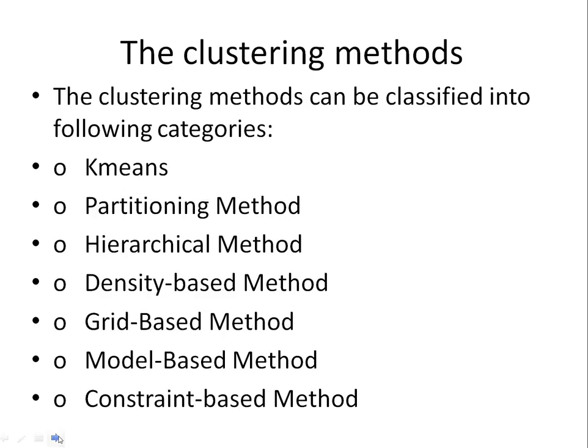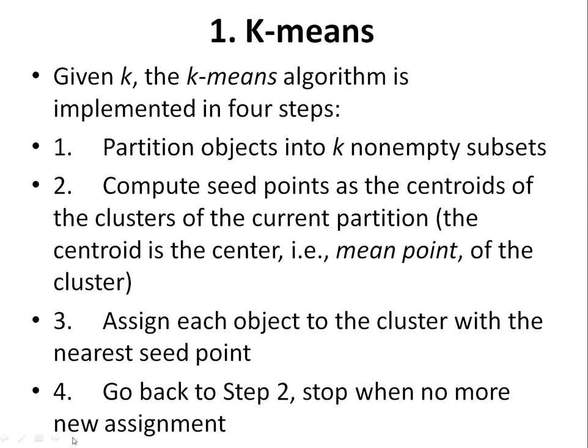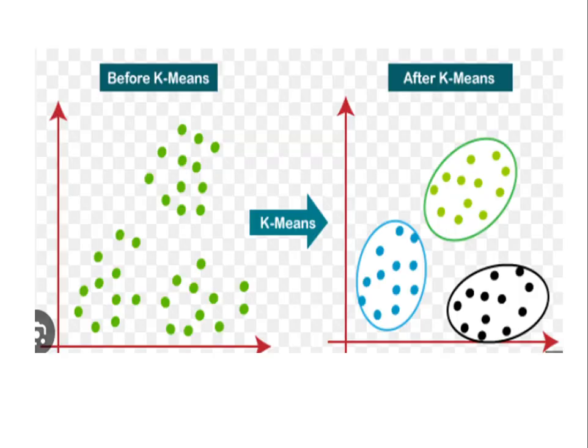The clustering methods we have are k-means and partitioning methods, hierarchical method, density method, grid-based, and model-based constraint. In k-means, the algorithm partitions objects into k non-empty sets, computes the seed points as the centroids of the clusters of the current partition, and assigns each object to the cluster with the nearest seed point. Then go back to step 2 and stop when there are no more new assignments. The diagram shows the data with coloring variable and size variant, and we can arrange the groups. That is the k-means diagram.